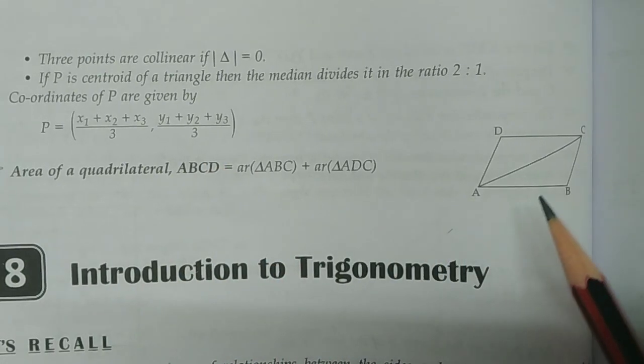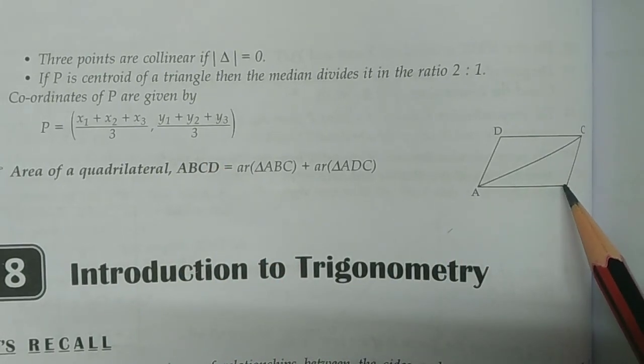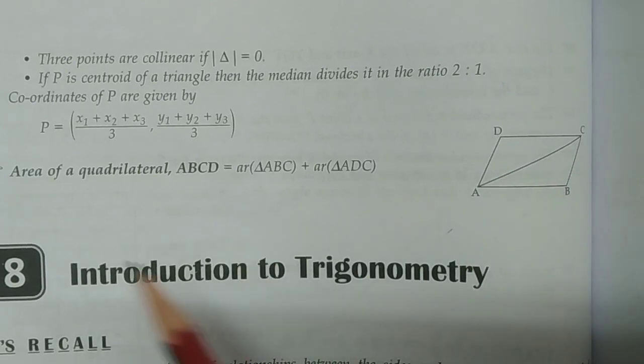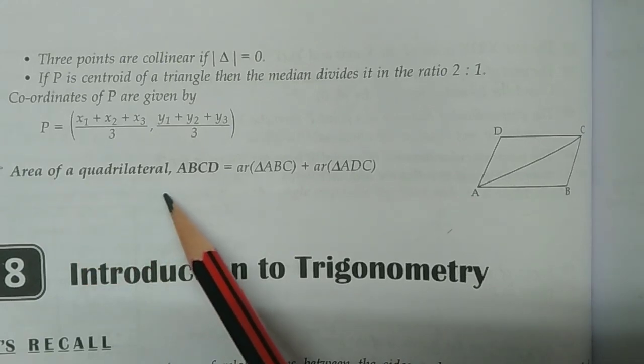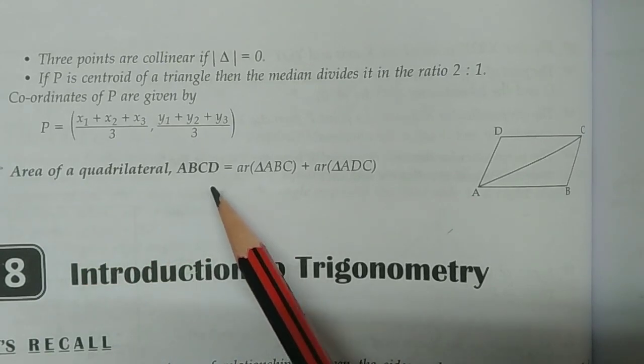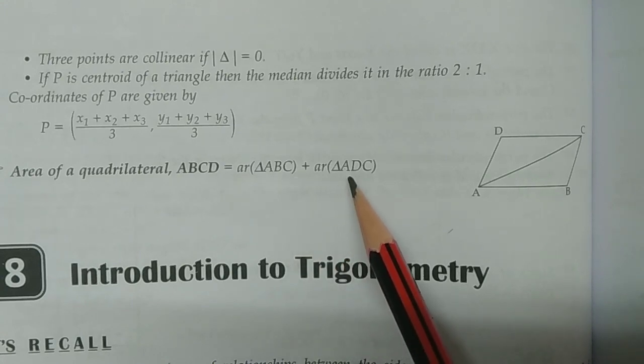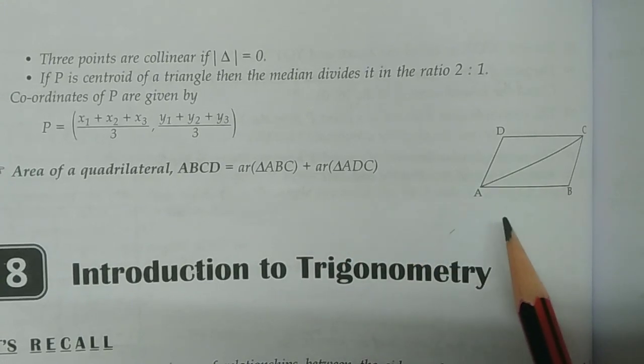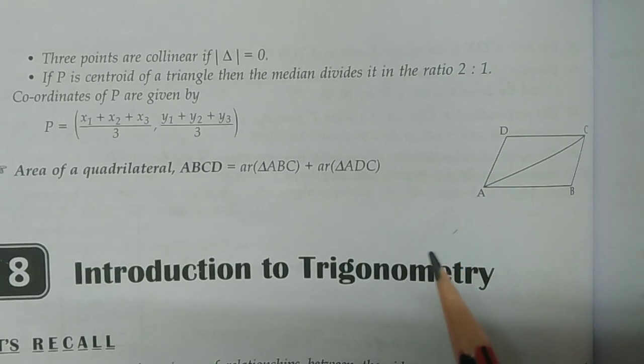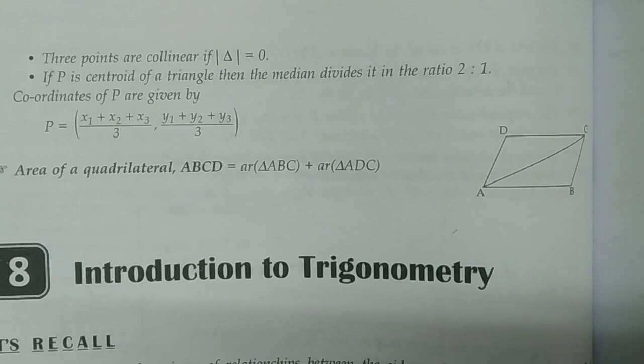So it's given, you can see here, the shape of the quadrilateral. ABCD is given there. Then the area of the quadrilateral ABCD equal to area of triangle ABC plus area of triangle ADC. After completing this, we have completed this unit properly. In my next video, I will come with the next unit where we can cover all the important facts properly.